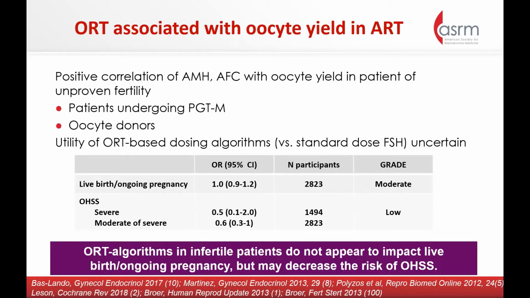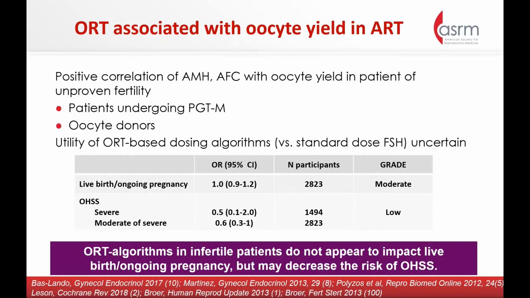uncertain. So this is a nice Cochrane review that's now, I think, a couple of years old. And what you're seeing is whether if you use those ORT to then base dosing algorithms, and this is primarily actually in the infertility population, that neither approach is better. As you can see that on live birth and ongoing pregnancy rates, the odds ratio is 1 with clear coverage in the confidence interval in about 2,800 individuals who are pooled, and that grading of the evidence is moderate. On OHSS, both severe and moderate, you see signs that ORT-based algorithm may be protective, although not powered in this meta-analysis, and the grading is low.